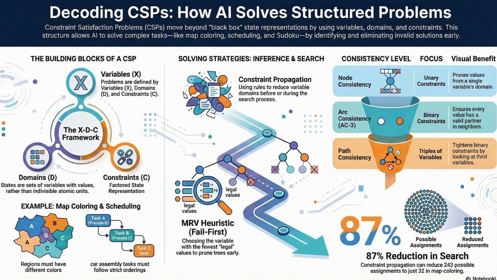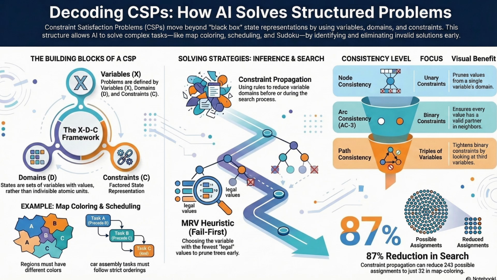If I delete red from Western Australia, that might screw things up for Western Australia's other neighbor, the Northern Territory. Because maybe the Northern Territory was counting on WA being red to make its own logic work out. Exactly. If I shrink a domain, I have to recheck all the neighbors. So AC3 keeps a queue of arcs to check. Every time a domain shrinks, we add the neighbors back into the queue. We keep doing this until the queue is empty. And at that point, what happens? At that point, the network is arc consistent.